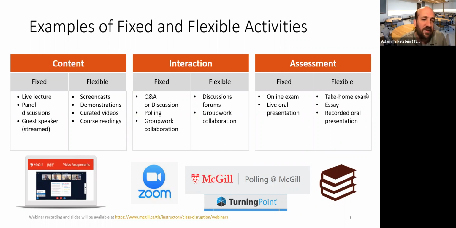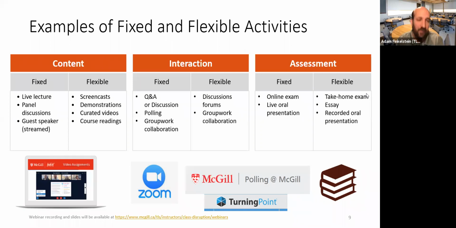In terms of content, fixed content activities are relatively understandable: a live lecture, a live class, a panel discussion, a guest speaker where everybody is tuning in at the same time, the same bat channel, same bat time, where everybody is there to see it live. And it's fixed. It means that after the live event, you don't get to see it anymore. It was live and that's it. Now, of course, you want to think about what happens if you miss the live event, if you miss that fixed activity.